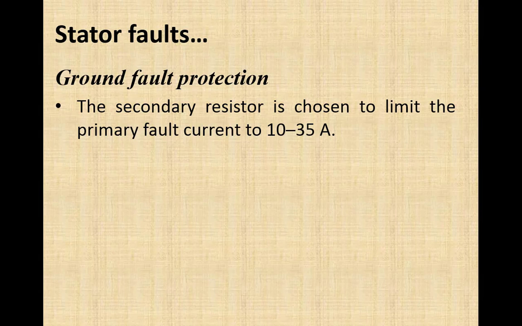The second criterion is that the current should be between two limits. It should be greater than 10 ampere and not more than 35 ampere. So this is the lower and upper limit of fault current. These two conditions should be satisfied simultaneously if possible. Otherwise, we will impose this limit of current if it is not possible to satisfy both conditions simultaneously.